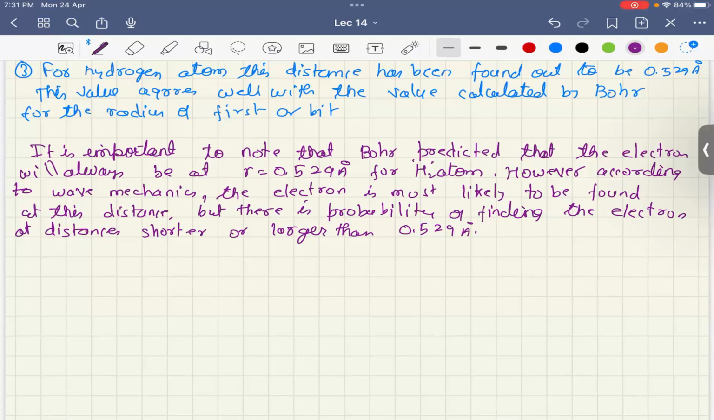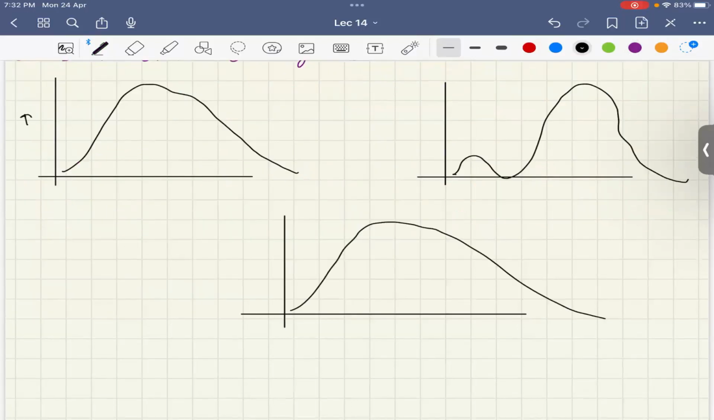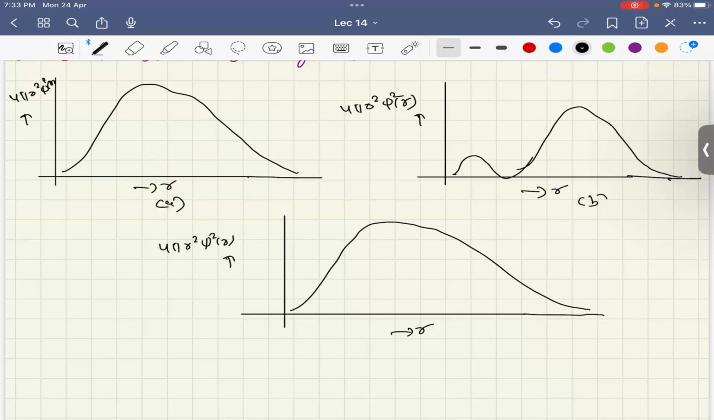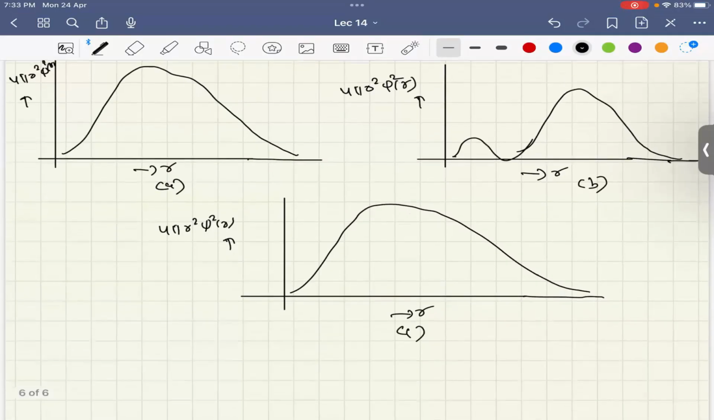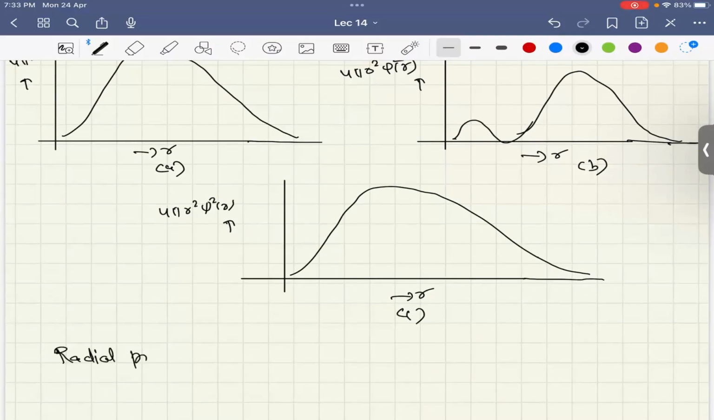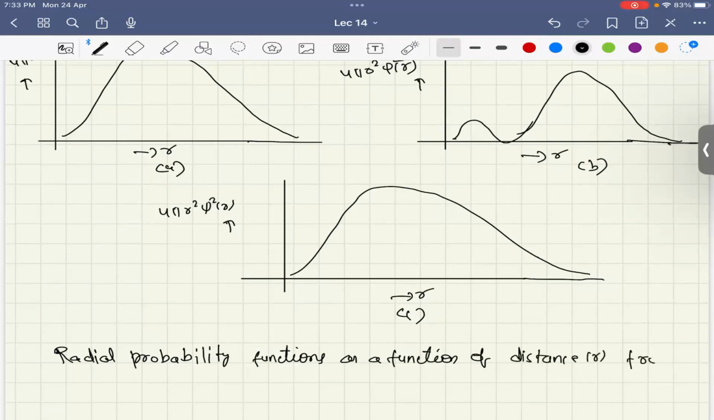So now we are going to plot the probability distribution functions versus r for various orbitals, right? So this is nothing but 4 pi r square psi square, where r is the distance. This is our figure A, this is figure B, this is figure C, and the whole figure is called radial probability functions as a function of distance r from the nucleus, right?